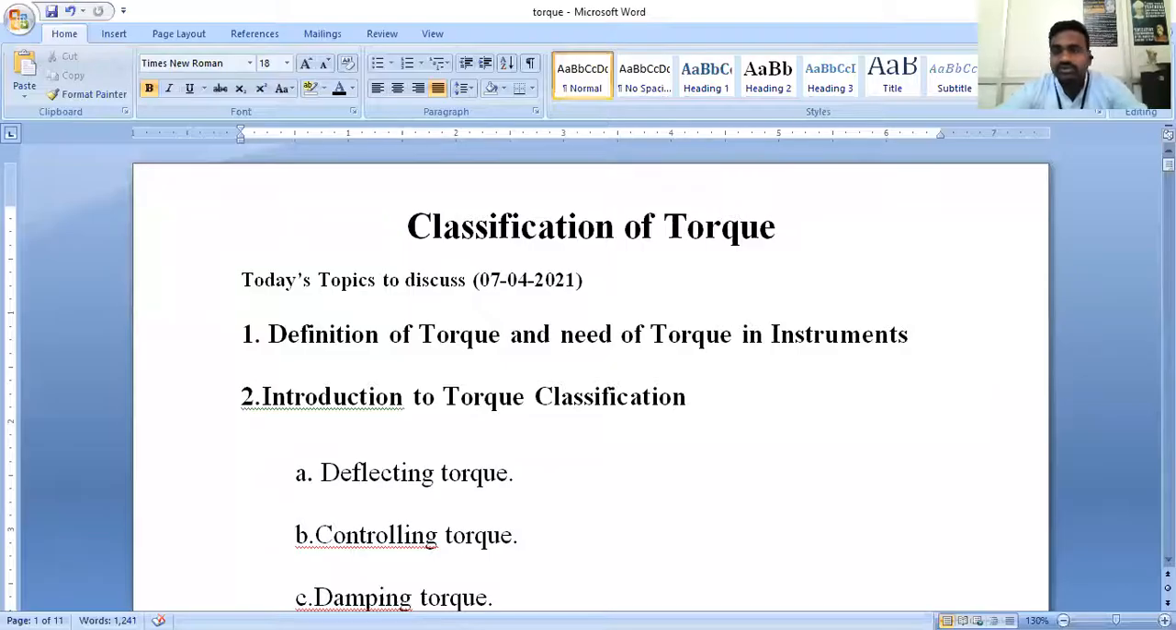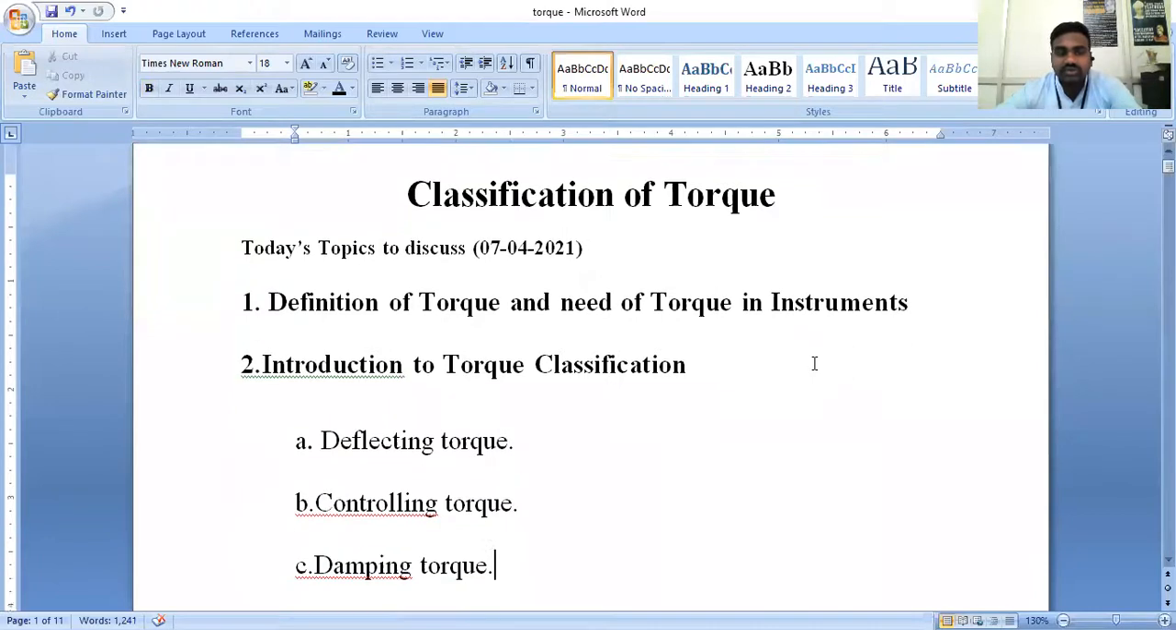In today's class, we are going to see the classification of torque. So how can we classify the torque? What is the necessity of torque? What are the various types of torques involved, what are the techniques involved in classification of torque, what are the techniques involved in controlling the torque, and what are the techniques involved in damping torque, and all. So this is the content which we are going to discuss.